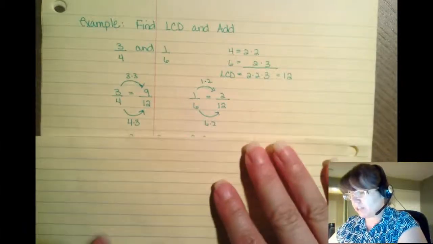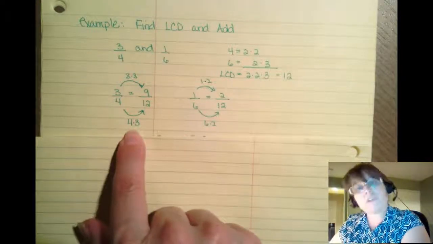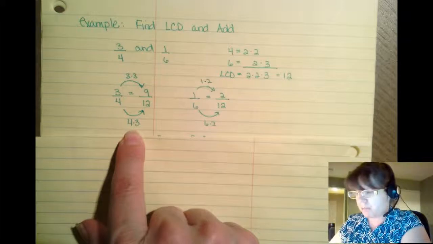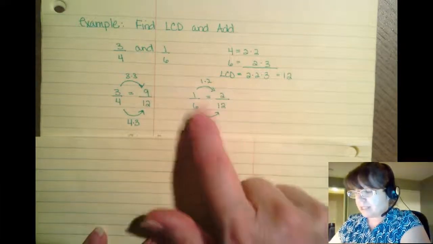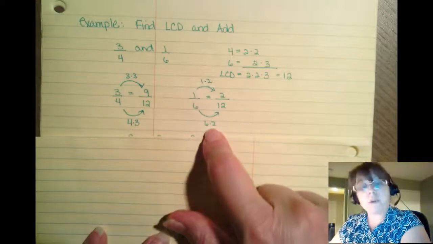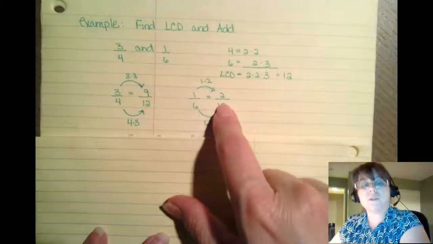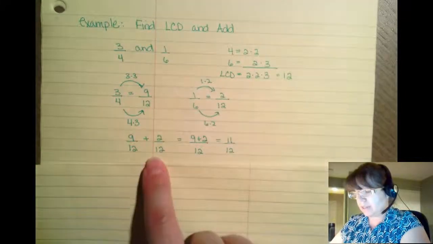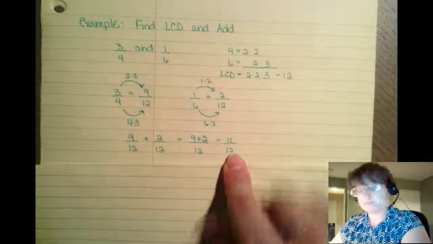And now we're going to rewrite each fraction. 4 to get to 12 was multiplied by 3, so what we do to the bottom, we've got to do to the top. 3 times 3 is 9, so our new fraction is 9/12. 6 to 12 is multiplied by 2, so what we do to the bottom, do to the top. 1 times 2 is 2. Now we can add the fractions. 9/12 plus 2/12 is 11/12.